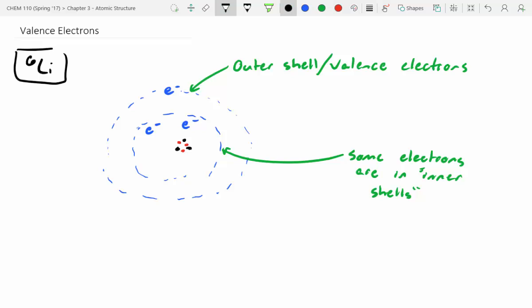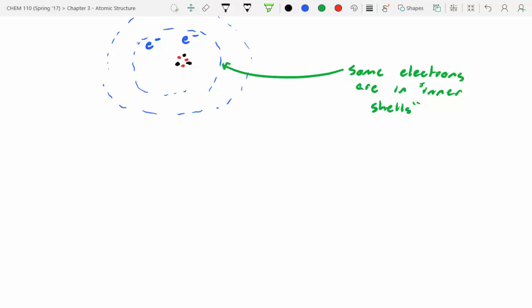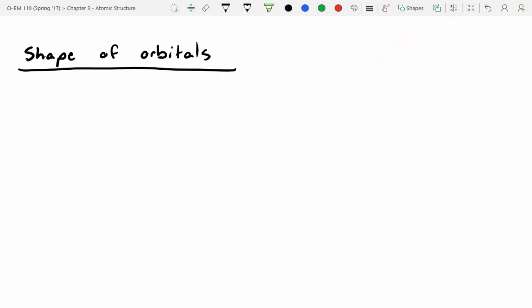The reality is that these shells can vary in shape and size too. So let's talk about the shells that these electrons reside in. This can be a little bit weird to think about, but these shells are called orbitals. All right. So the first orbital, the most simple one, is actually just a sphere. And this is called an s orbital.